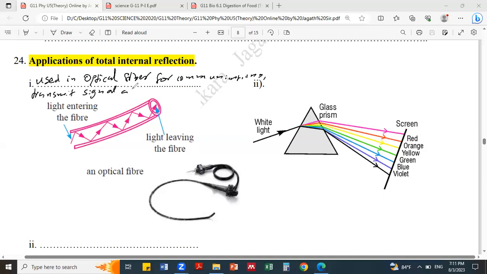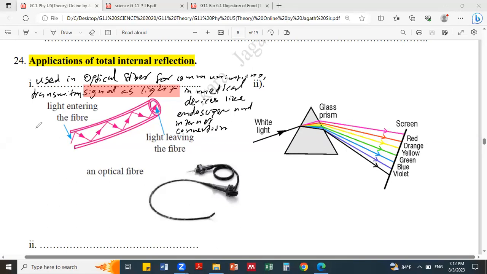To transmit signal as light. So here the signal travels as light, in medical devices like the endoscope, in the medical field. Other than communication, you can write internet connection also, high speed internet connection. In medical devices like endoscope and internet connections.